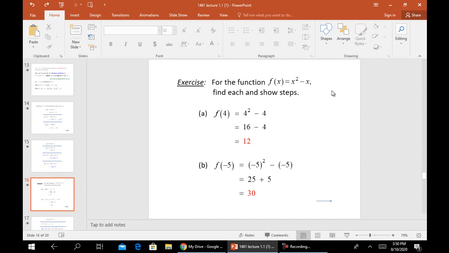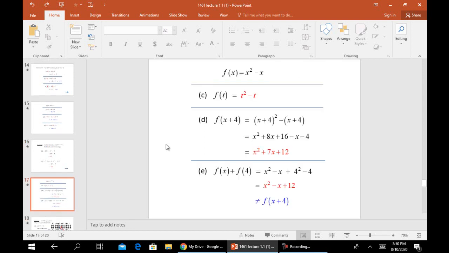A similar example, so you have f of x is equal to x squared minus x, and we pretty much do what we did in the last exercise. So f of x is x squared minus x. For a given input x, how do I calculate the output? Well, you square the input and then you subtract the input from that. So subtract the input from the square of the input.